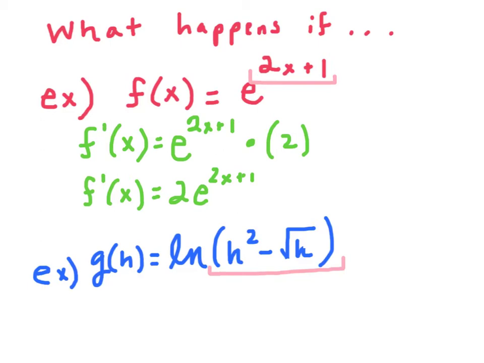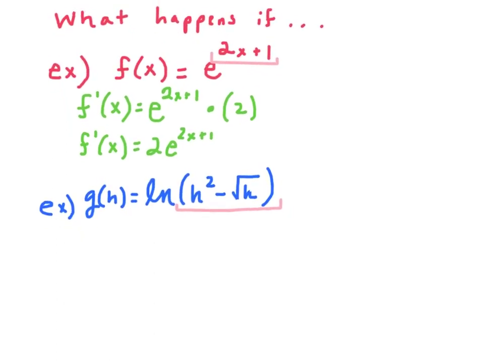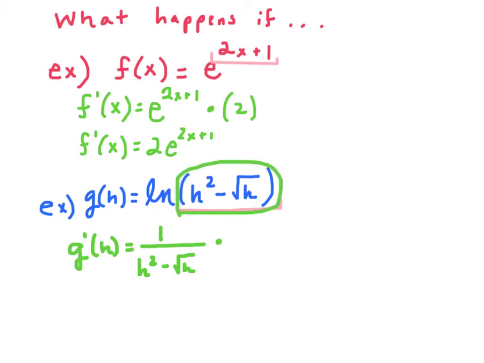So what we're going to do with this is we are basically going to take and do what we did earlier, where we're going to say, all right, well, g prime of h, the very first thing that I do is I write 1 over h squared minus the square root of h. But then I turn around and I take the derivative of just this piece. So the derivative of that piece is 2h minus 1/2 h to the negative 1/2.